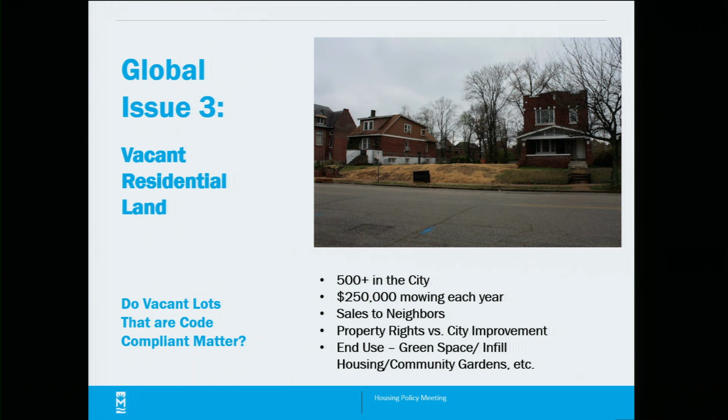Right now we have no policy that would allow us to put those to some final use, which means theoretically, unless we build on them, sell them, or do something else with them, we're going to spend $250,000 mowing vacant lots every year forever. And that's probably not the best long-term policy. Gets back again to what do we want to do? Green space, infill, community gardens. There's a whole lot of things we'll get to here that other communities have done.